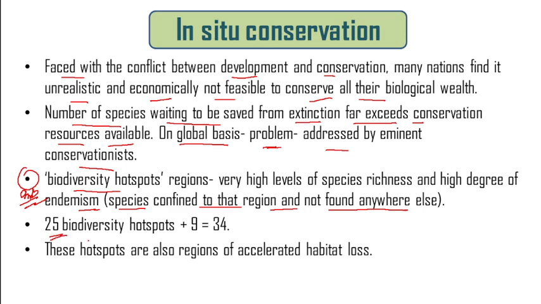There were 25 biodiversity hotspots. 9 more have been added to it, and the total becomes 34 biodiversity hotspots. You must remember this data: 34 biodiversity hotspots are present on earth. These hotspots are also regions of accelerated habitat loss.